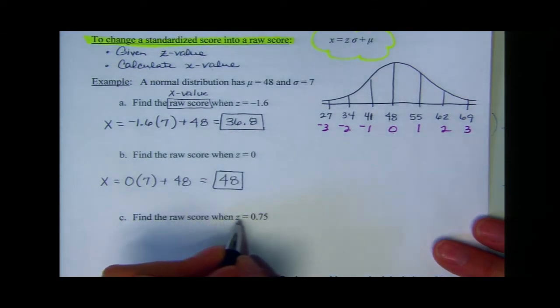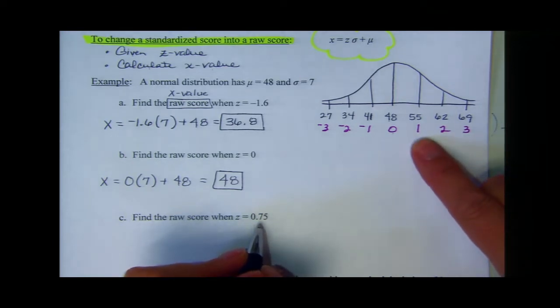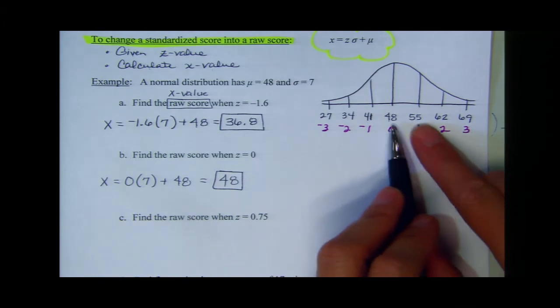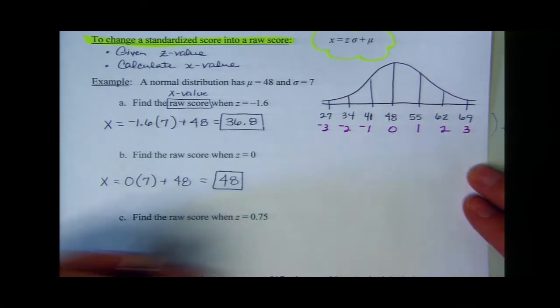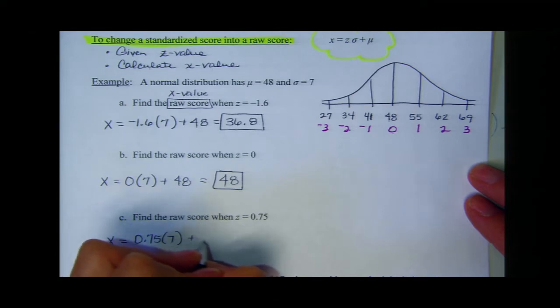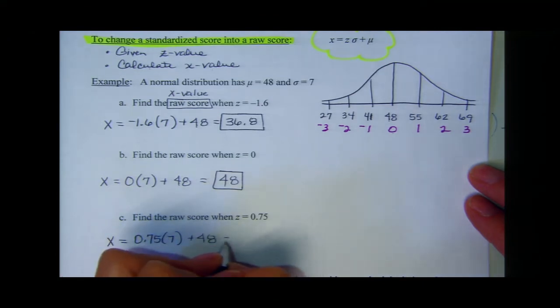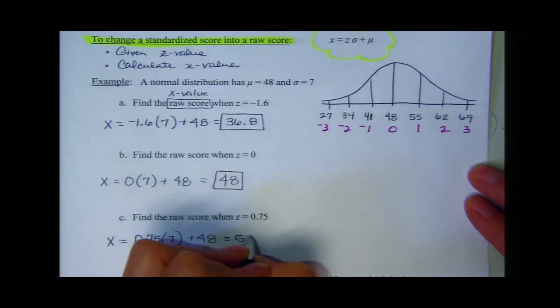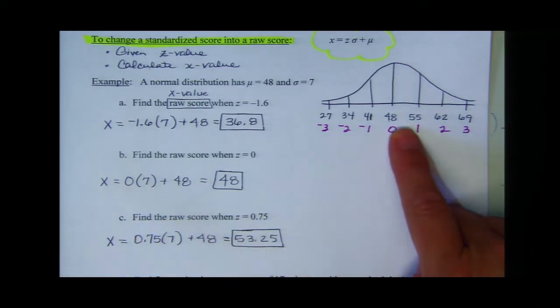Find the raw score when Z is 0.75. So it's a positive Z, so we know we're above average, and 0.75 is between 0 and 1, so we should calculate a number between 48 and 55. So 0.75 times 7 plus 48 is equal to 53.25. And sure enough, we calculated a number between 48 and 55.